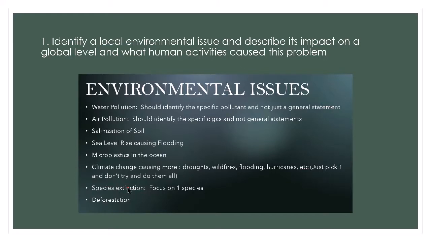Sometimes people focus on species extinction. Make sure you're only focusing on one species. So like, tigers versus something else, instead of trying to say, yeah, these 10 species are going extinct. Deforestation is another kind of popular one. You can choose other issues other than what is listed here. This is just to give you an example in case you're having trouble coming up with something.